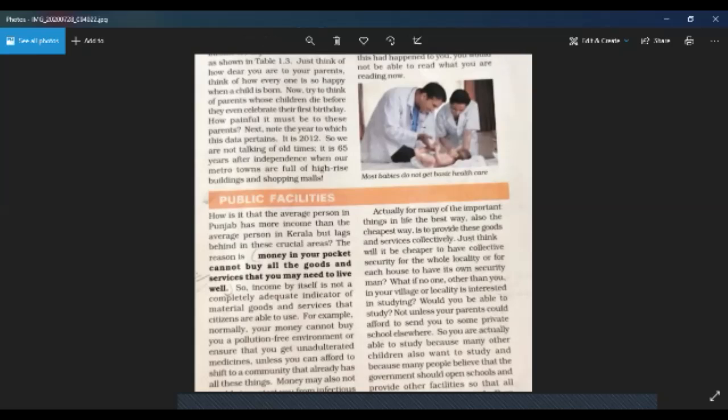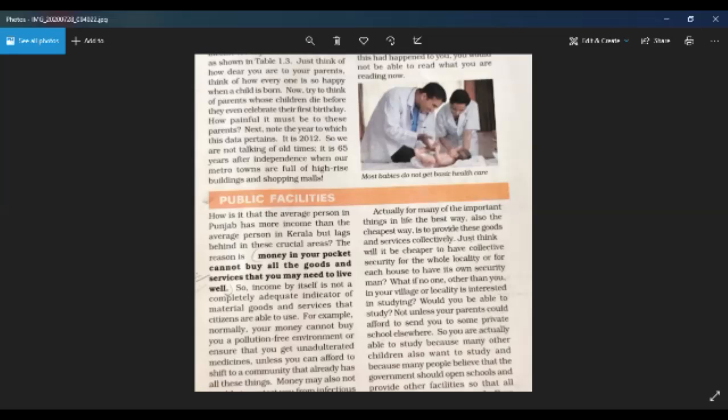The next topic is public health. How is it that the average person in Haryana has more income than the average person in Kerala, but lags behind in these crucial cases? Haryana and Punjab both have more income. Haryana has more income than Kerala, but it lacks in two other things. What are those other things? That was net attendance ratio. It is far behind in net attendance ratio and infant mortality rate. We call it in Hindi Shishu Mrityu Dar.